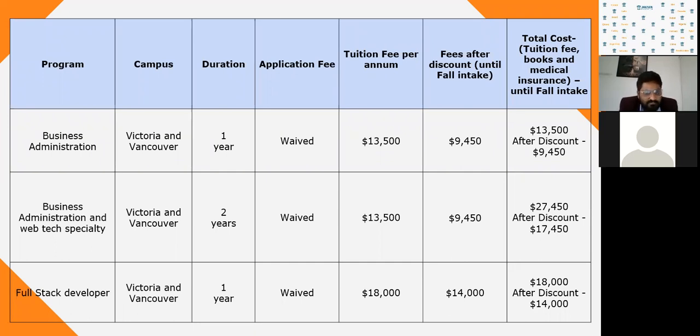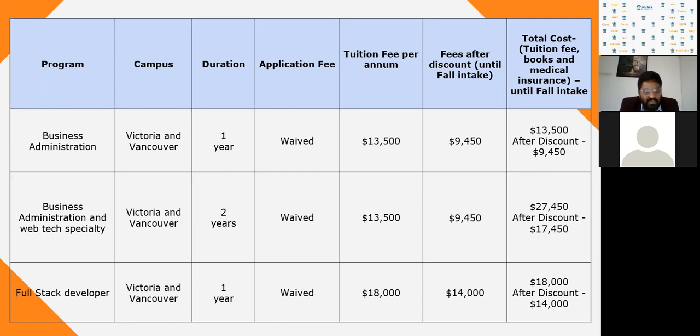Like at most public institutes, if you go to a college in Canada, the fees are quite high compared to the fees mentioned here. Also, books and medical insurance are a separate expense, and everyone has to pay extra for them. But in our case, everything is inclusive in this amount of $9,450.